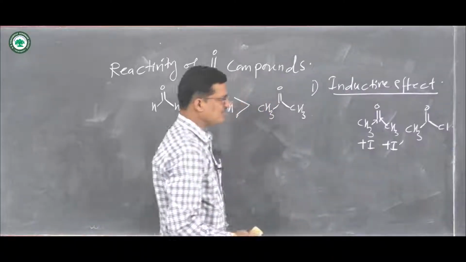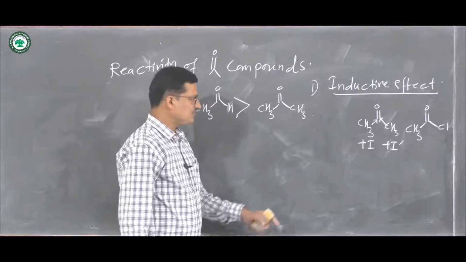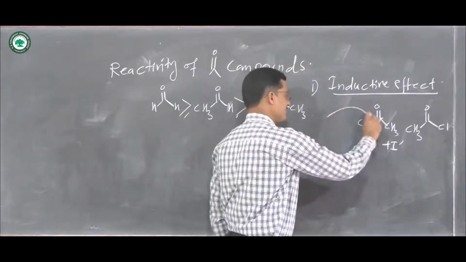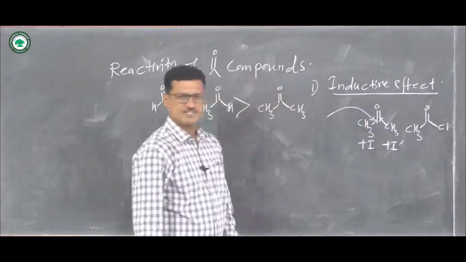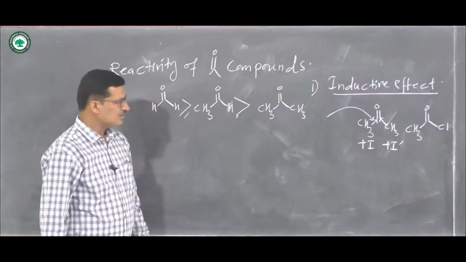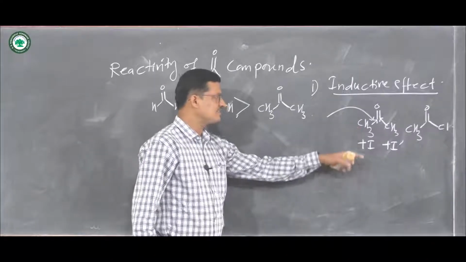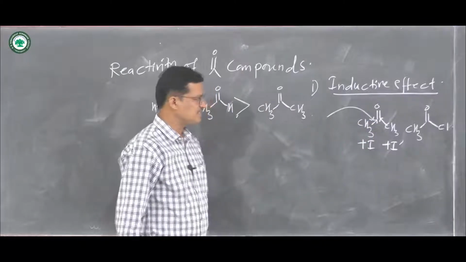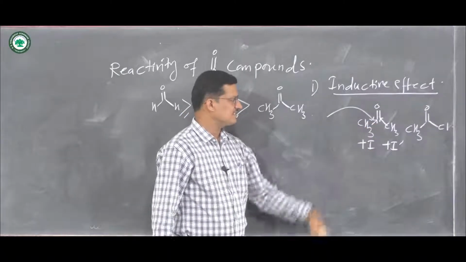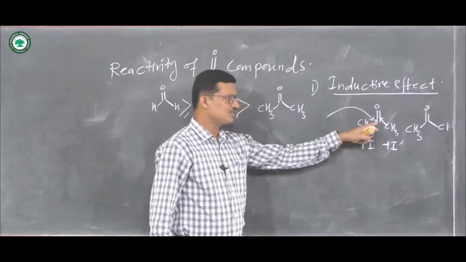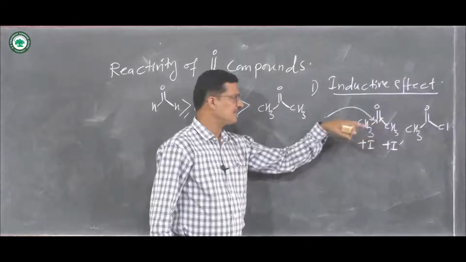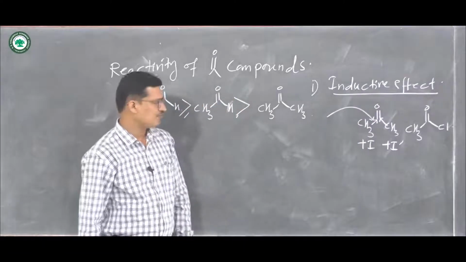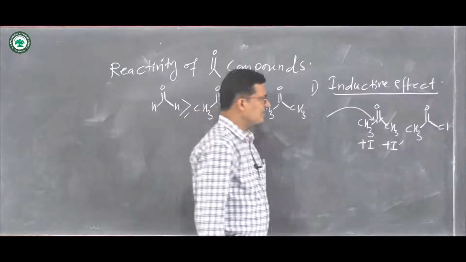What is the effect of this methyl group? The methyl group donates electrons to the carbonyl carbon, and ultimately the positive character of that carbonyl carbon decreases. The positive character decreasing means the electropositivity of the carbonyl carbon is decreased. Then ultimately the electrophilic character is decreased, and when the electrophilic character is decreased, the carbonyl is less reactive towards nucleophilic addition.